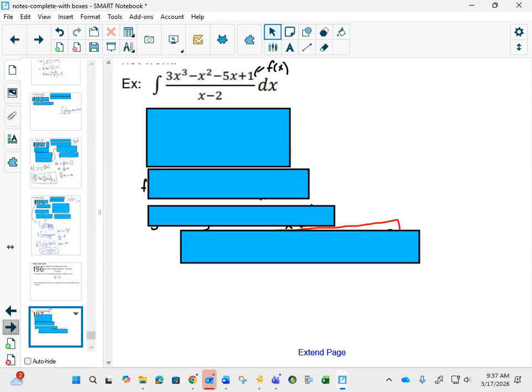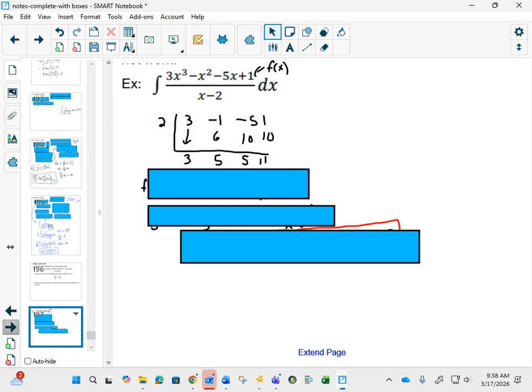So if we have something like this, and you wanted to use substitution, the inside function would be the one on the bottom. It wouldn't be the one on the top. And if that one on the bottom is x minus 2, well, its derivative definitely doesn't match up with the top. So we have to remember our long division or synthetic division.